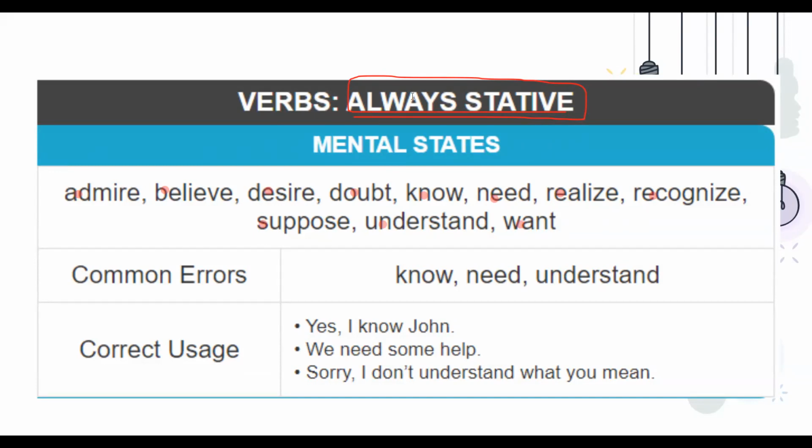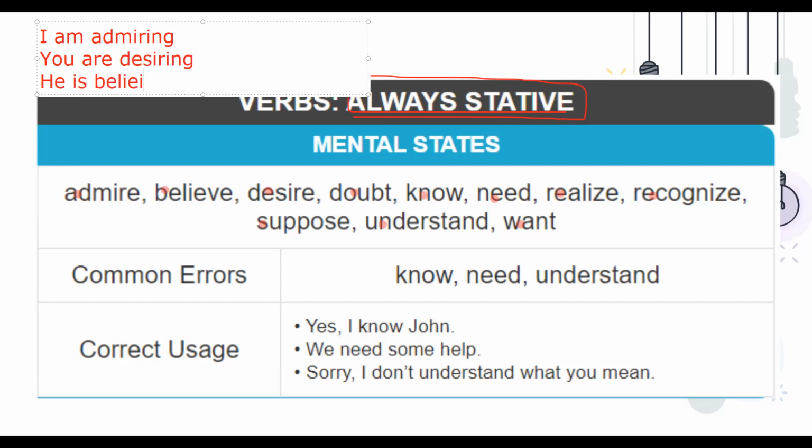What do I mean by these verbs not being dynamic and therefore not being able to be put in present continuous? Well, that means that basically we cannot make sentences like I am admiring or you are desiring or he is believing. All right. This is not correct because these verbs are stative. We cannot do these actions like it is described with ing. So it's only with simple present: I admire, you believe, he desires, do I know, does he need, etc.